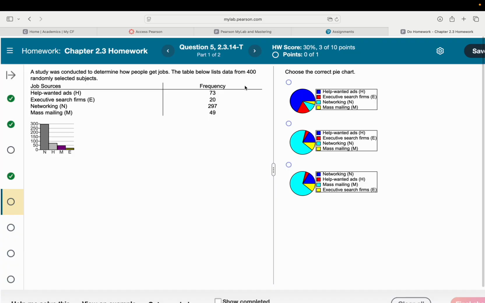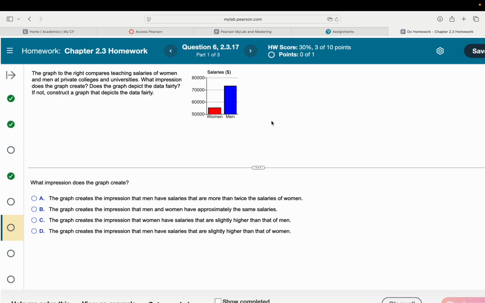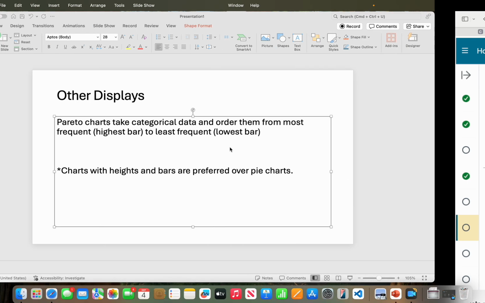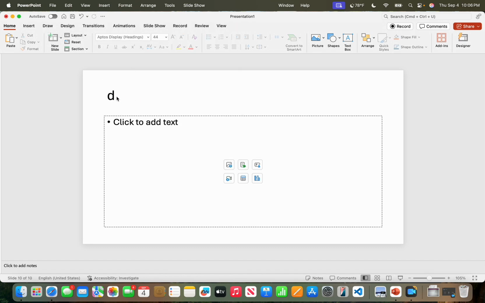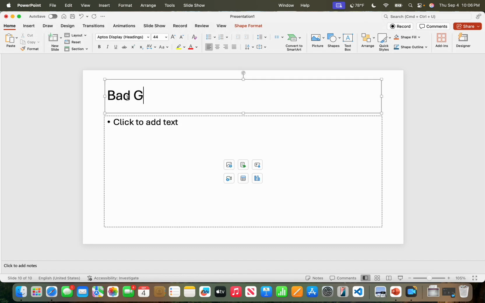Now, here's this question about saying, hey, take a Pareto chart and then make it a pie chart. Just watch out for that second part. We prefer bar charts over pie charts statistically, just so you know. Now, last but not least, let's talk about this real quick. We'll just put a few lines here and we'll let you figure out what that means. So, bad graphs.